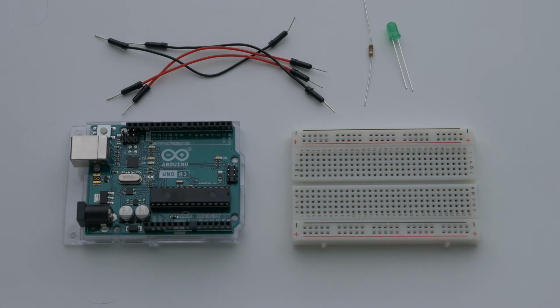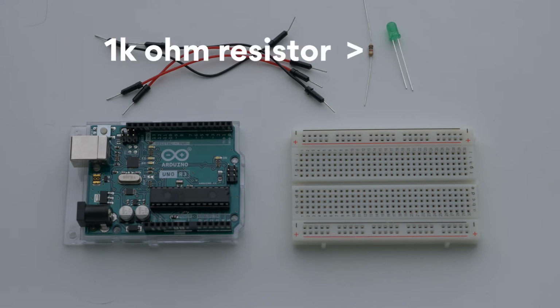We got our onboard LED light to blink. Yay! So now our next step is to wire up an LED. What we've got here is all the things that we need to wire it up: our breadboard, our Arduino board, some jumper cables, an LED, and a resistor.